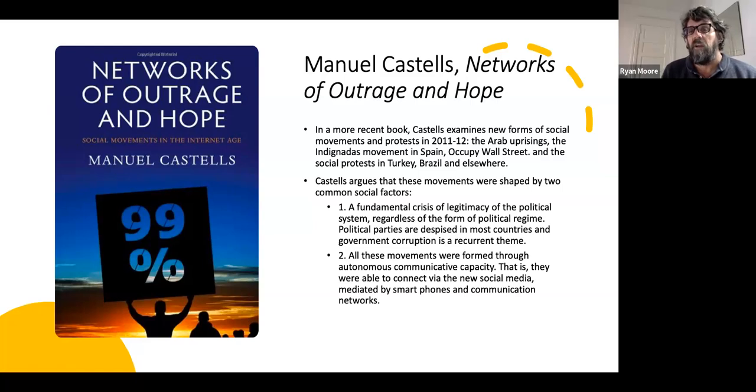That is, again, the Arab uprisings, the Indignadas movement in Spain, Occupy Wall Street, all these movements that I mentioned in the previous slides, plus social protests in Turkey and Brazil. And he has a number of case studies that he examines. In looking at these case studies and comparing them and trying to draw conclusions, he basically zeroes in on two common factors. One being a fundamental crisis of legitimacy of the political system, regardless of the form of the political regime.